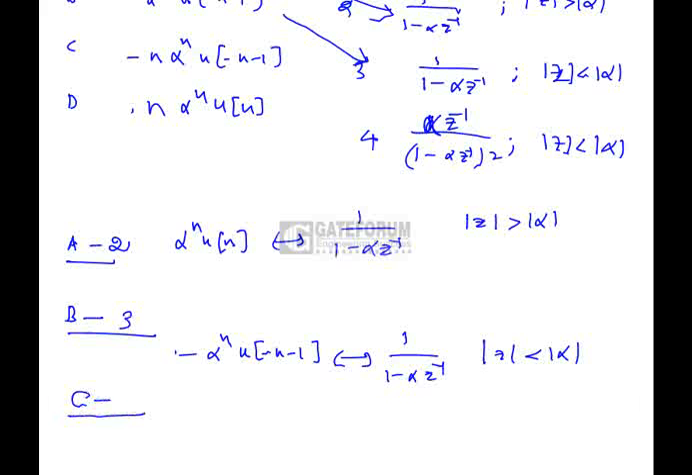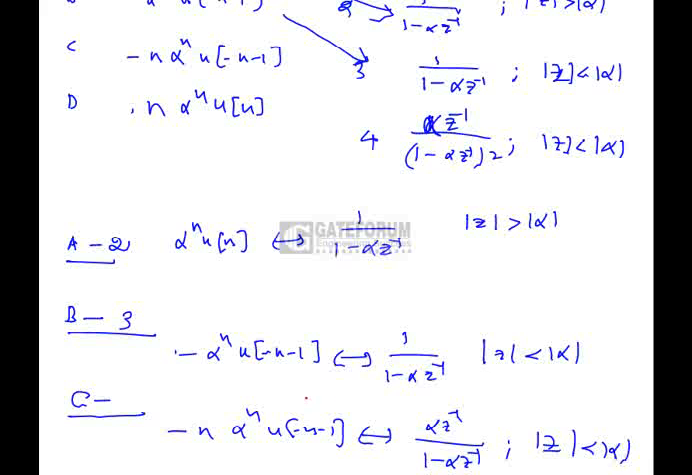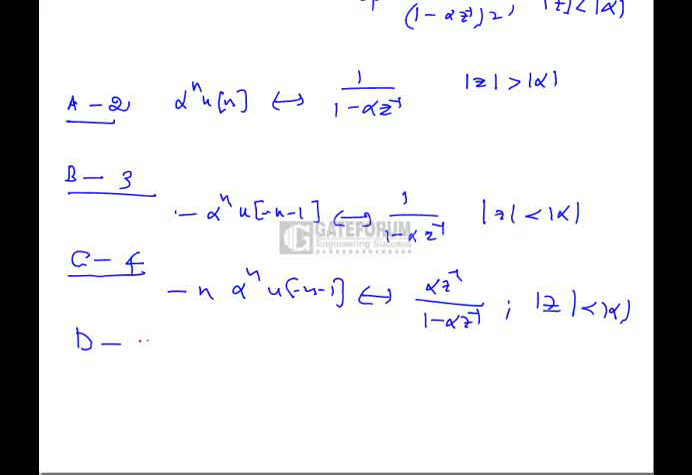Now comes to C. Minus n alpha to the n u of minus n minus 1 is nothing but a differentiation of this one, alpha z inverse over (1 minus alpha z inverse) whole square, mod z less than mod alpha. Hence C is option 4. Comes to D, the remaining option is 1. Hence A, B, C, D is 2, 3, 4, 1.